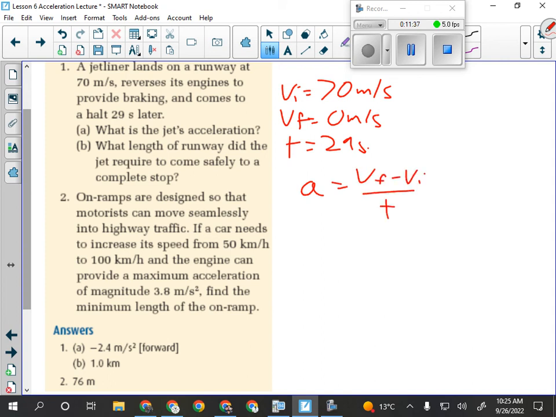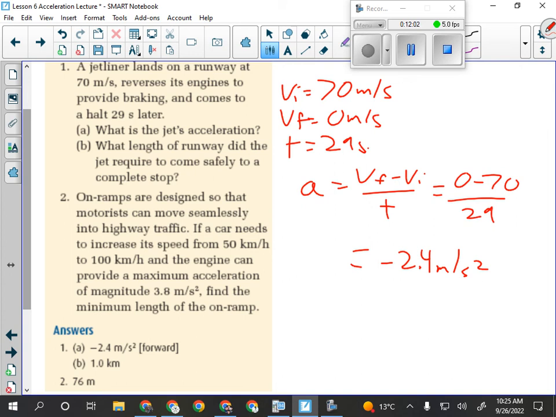The reason I did that is because this is always the challenge with acceleration problems: figuring out which formula to use based on what I have. For this one, this is what I would use. I would have 0 minus 70, over 29, which gives us negative 2.4 meters per second squared. And that's all we can give.